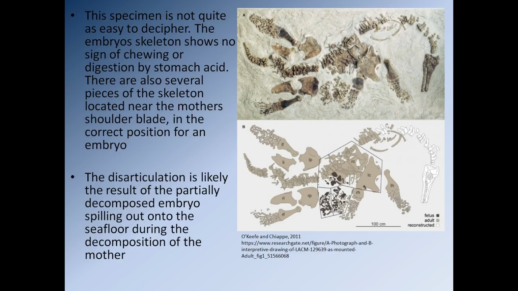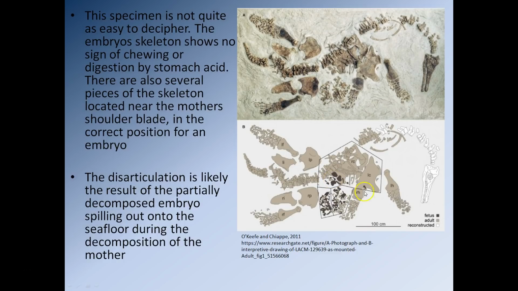Now, in terms of the skeleton, in this case, you can see the skeleton is very badly disarticulated. It's in lots and lots of pieces. So in this case, the disarticulation is likely the result of the partial decomposition of the embryo and the mother. As the mother's carcass decomposed, chances are eventually the carcass ruptured, and that allowed the partially decomposed body of the baby plesiosaur to essentially fall out onto the seafloor, at which point it decomposed and led to the disarticulation of the baby fossil.